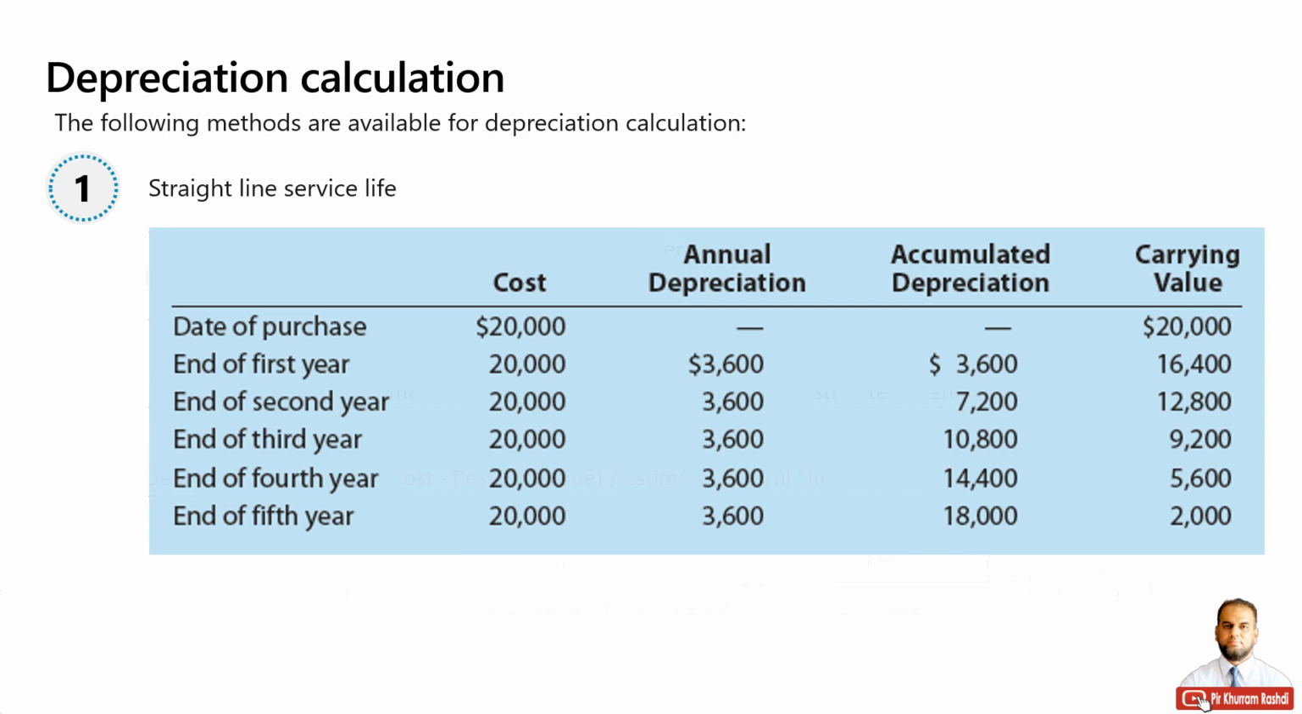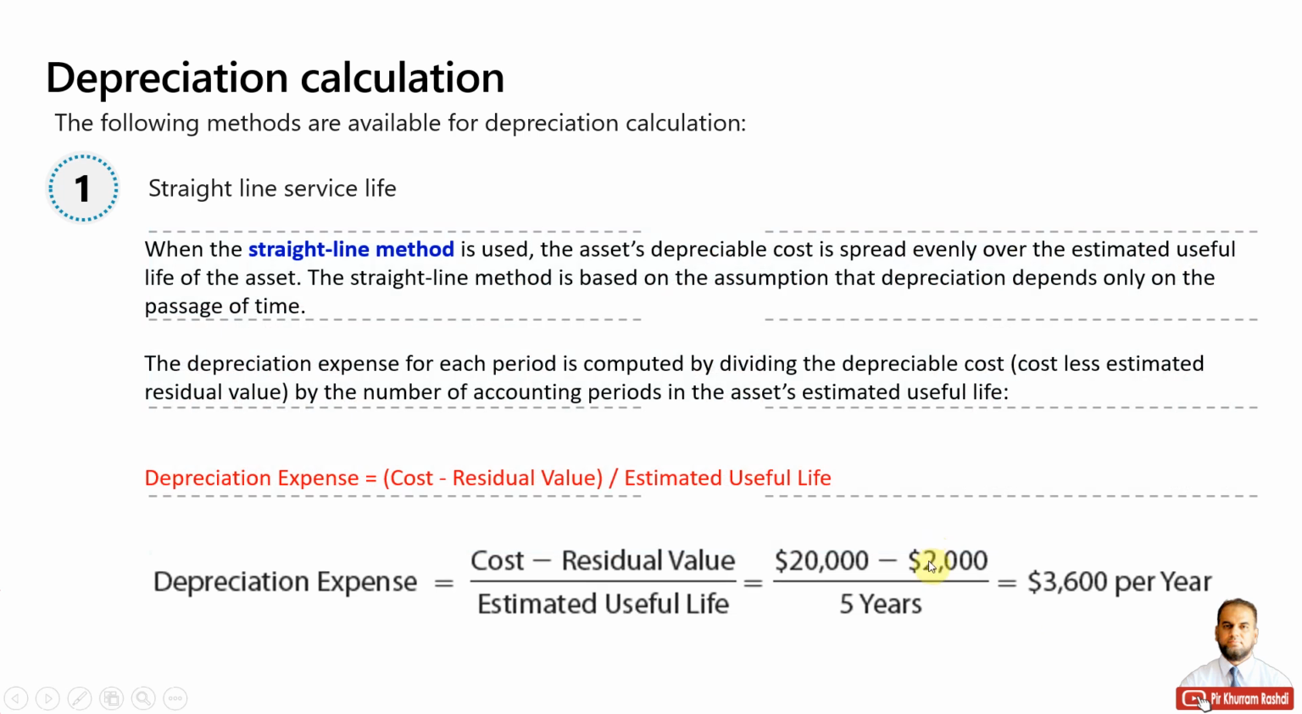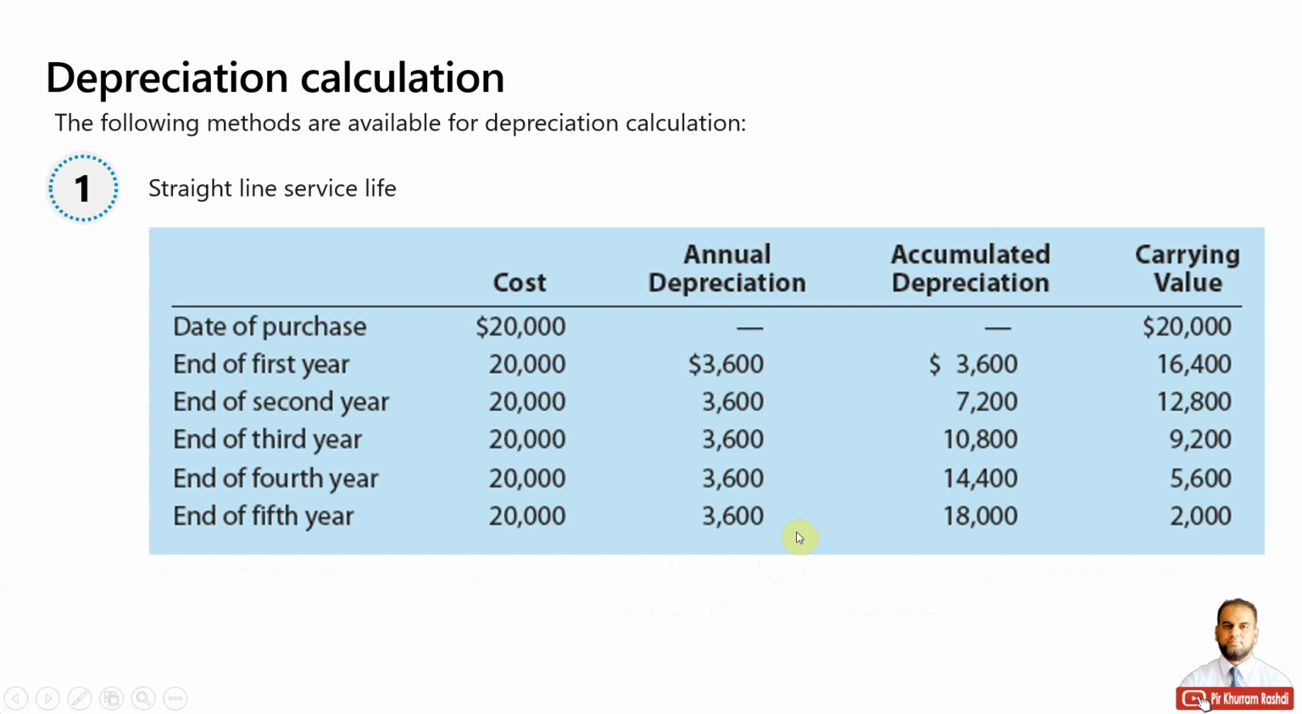So here is a chart which will further explain the scenario. For example, on the date of purchase, the cost was 20,000. This is the same example. You cannot reduce more than the 2,000 capitalization threshold value, also called residual value. So here on the right hand side the last value is 20,000, and these are basically net book values or carrying values.